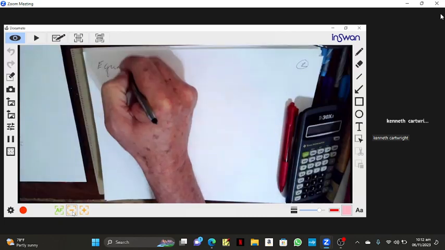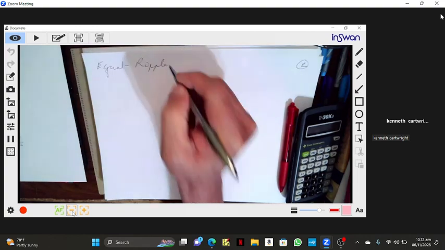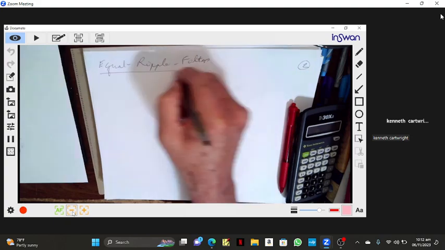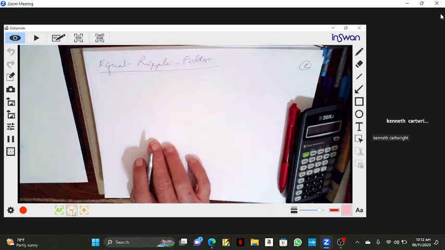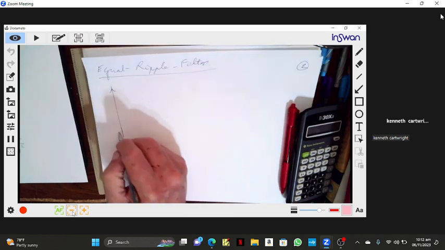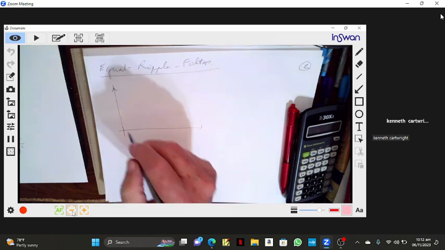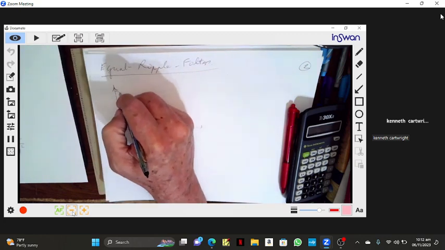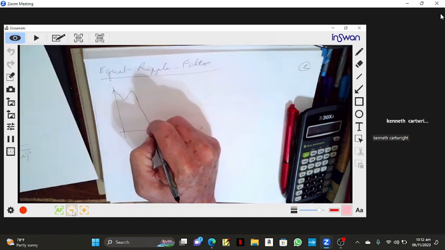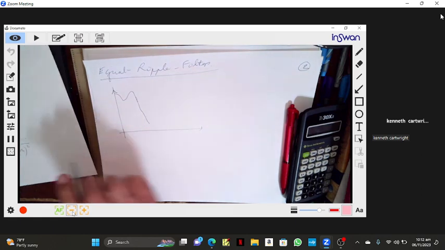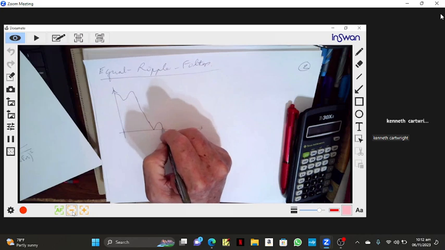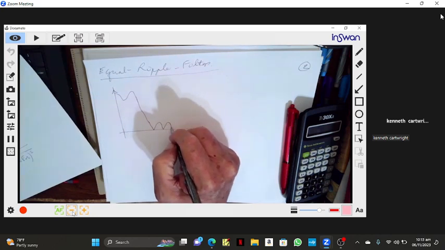We're talking about equal ripple filters. And from 410, you should know this from 410 actually. Okay. We may have a response that does this. Something like this.